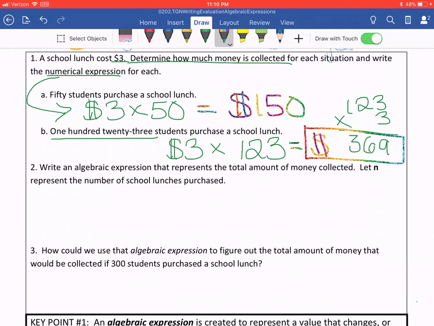So this is all things we're familiar with. This should be good review from Friday. Let's take it to that next level and write an algebraic expression that is going to represent the total amount of money collected. We don't get to choose a variable in this situation. It says let n represent the number of school lunches purchased. So to remind myself what that n is going to represent, I'm going to write over here n equals number of lunches purchased.